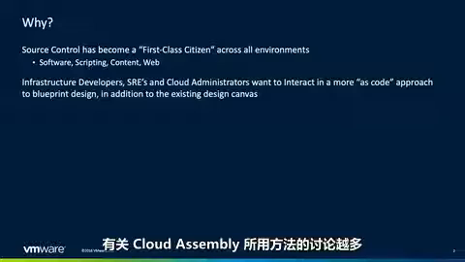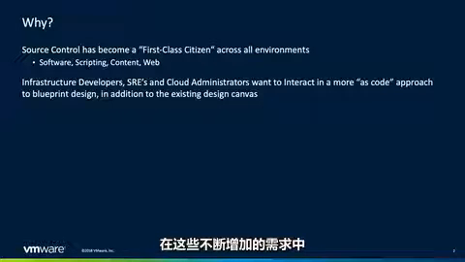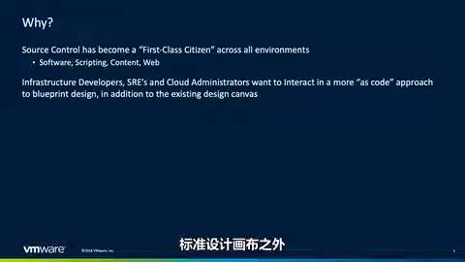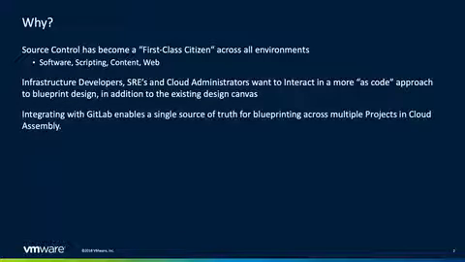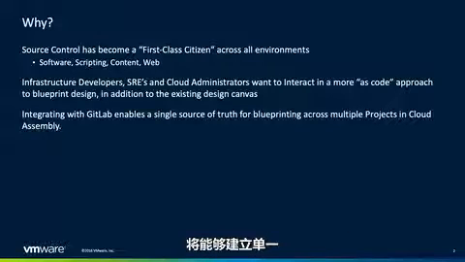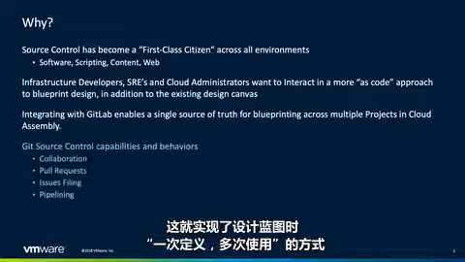The more we talk about Cloud Assembly's approach, the more we find that customers are looking for additional methods of interacting with the platform. One of these rising demands is an ability to interact from an as-code perspective, external to the standard design canvas that we've all seen before. As we expose project-level integrations for GitLab, you'll have the capability of establishing a single source of truth for your blueprinting across multiple projects. This enables the define once, consume many approach to blueprinting.